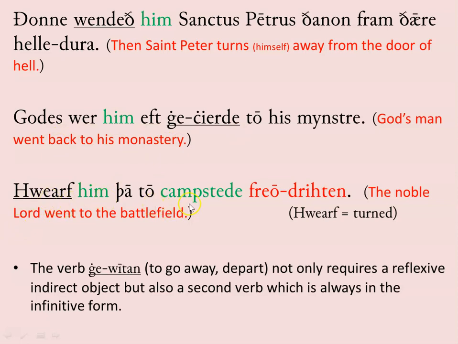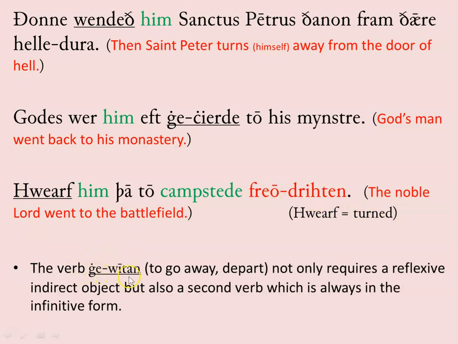Howerf him tha to kampsatede fareo derichten. Noble lord went to the battlefield. Howerf is turned, himself, then the to battlefield. Noble fareo derichten, noble lord. The noble lord turned himself to the battlefield. The noble lord went to the battlefield.